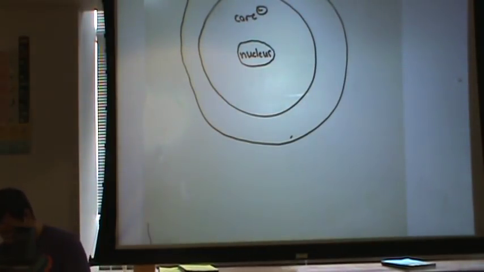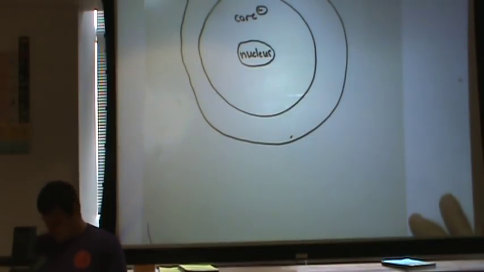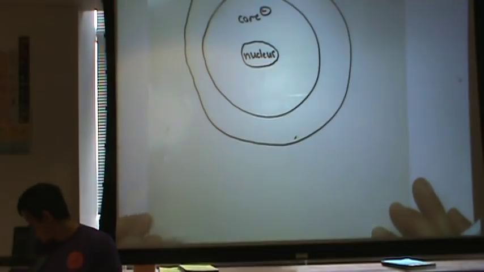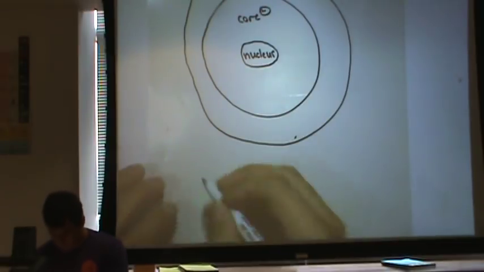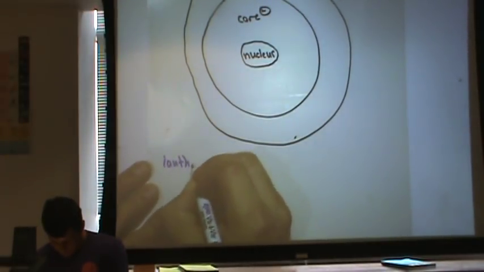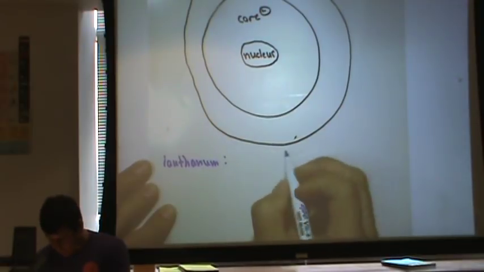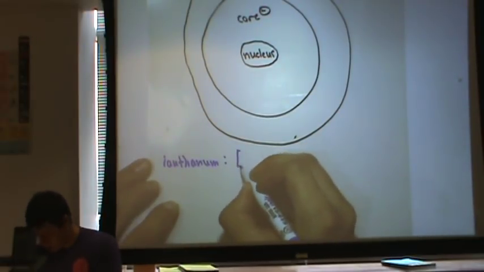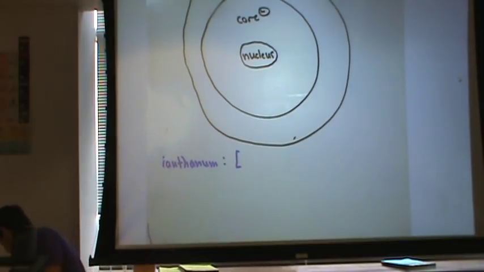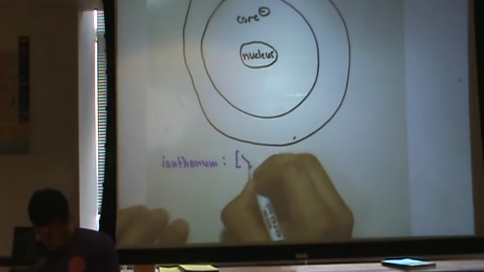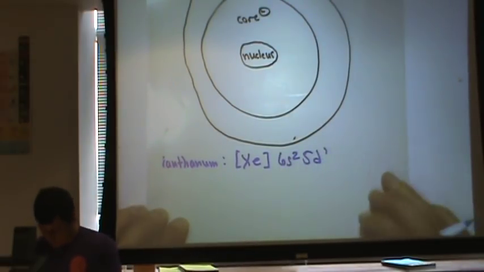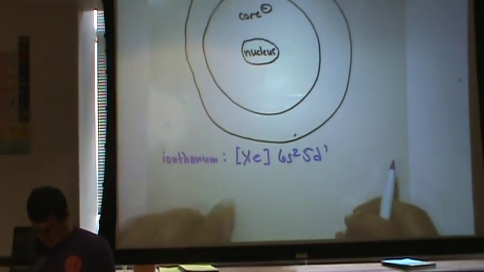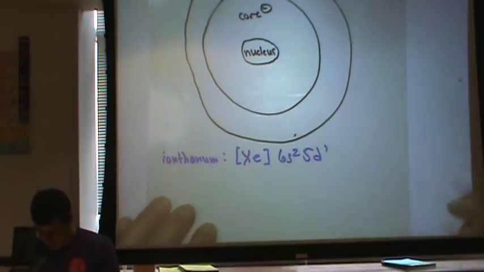Use a different color. Use a black color. So if we were to write the electron configuration for, let me see what example I did. Oh, I did lanthanum. Let's write the electron configuration for lanthanum. Lanthanum, the noble gas configuration is going to be, I need to make sure that this is right. Yes. Xenon, 6s2 5d1. The electrons that are located in the configuration for the noble gas are considered our core electrons.